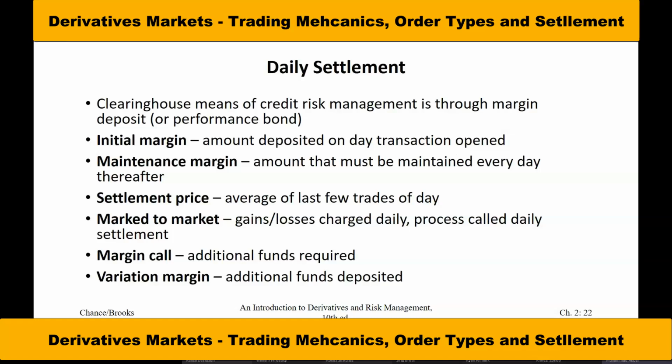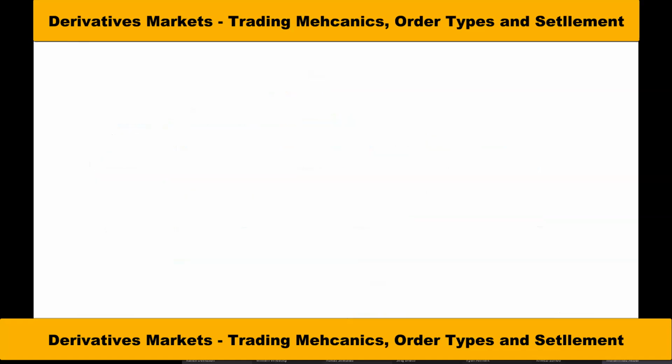Daily settlement. As we know, the clearinghouse has a very important function, and that is to reduce or manage the credit risk, the counterparty risk in a transaction. And I told you that when I and you trade, we don't know each other. This is the exchange, it's like a wall. So I don't know who is on the other side of the trade. You don't know who is on the other side of the trade.